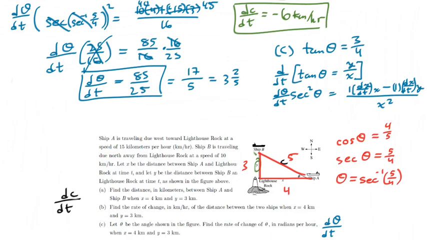Don't forget your label. It's radians. Oh, per what? Per hour. Is our t in hours right now? Yeah, it is.